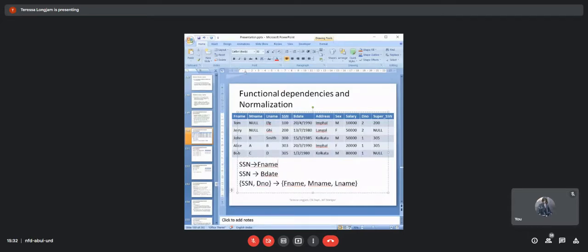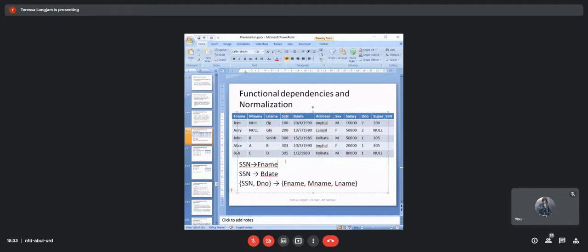You can conclude a few things. By using the SSN value, you can uniquely determine the value of FNAME. If the value of SSN is given, you can uniquely determine the value of birthday. And the combination of SSN along with any other attribute can determine the remaining attributes.